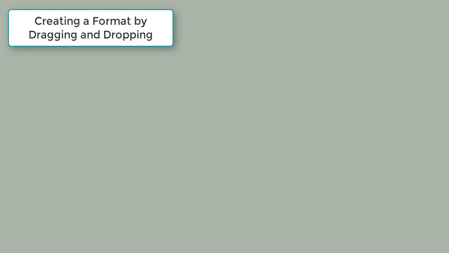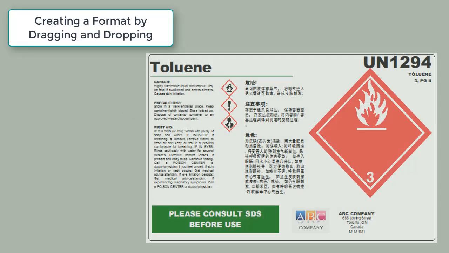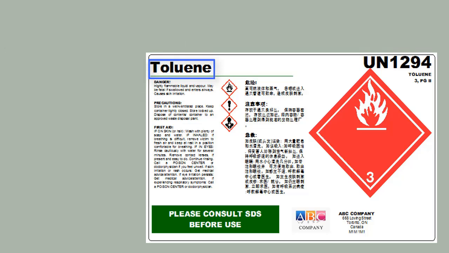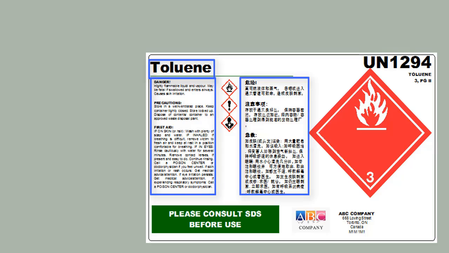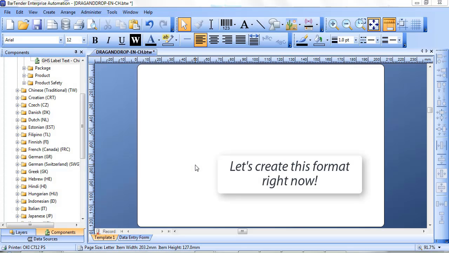Although Bartender provides advanced features for making labels, many labels are easy to make just by dragging and dropping. Most of this label's layout was made by dragging and dropping. These are the parts of the label made by dragging and dropping: the product name, the English GHS text, the Chinese GHS text, the GHS symbols, the shipping description, and the DOT primary hazard class symbol. Let's be a label designer and create this format right now.